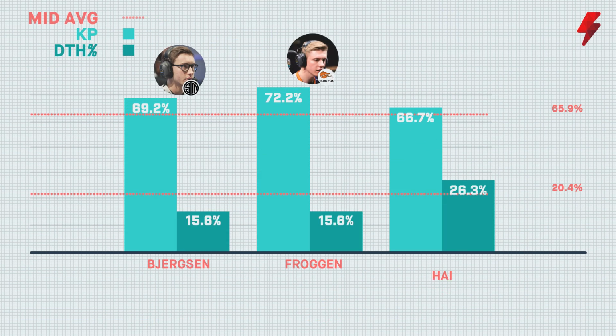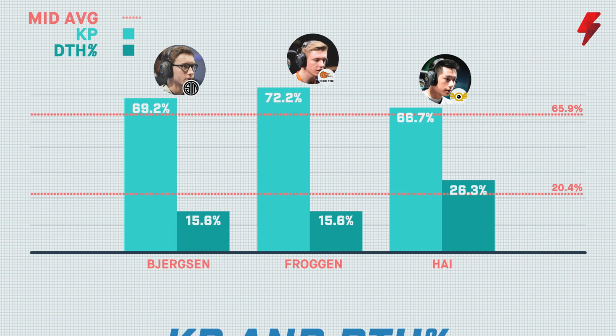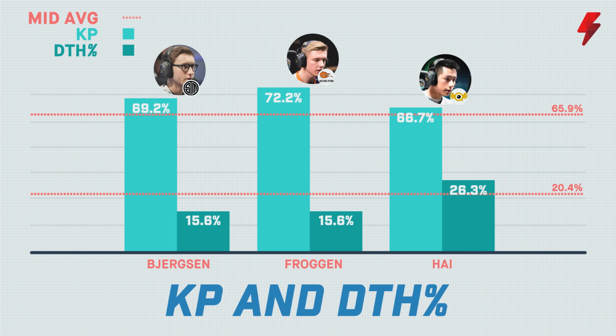Here are the kill participations and death shares for our sample mid laners. Although Bjergsen has the highest KDA in this group, Froggen actually leads in KP and death share, showing just how crucial he has been to Echo Fox's success. Hai has the highest KP on FlyQuest, but his death share is ugly.